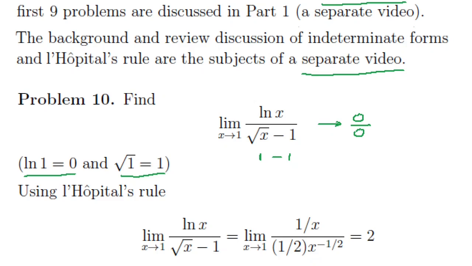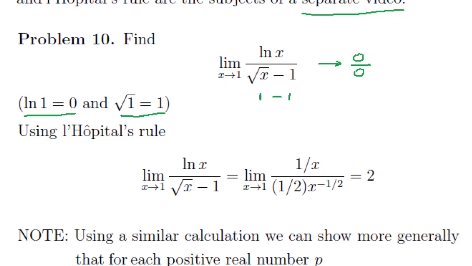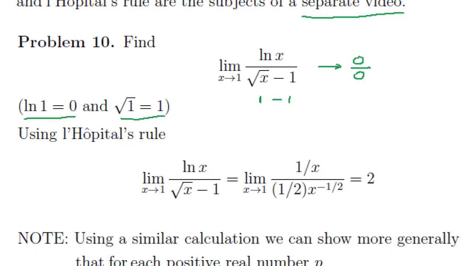Being 0 over 0, that means we have an indeterminate form, and therefore we can use L'Hopital's rule, which says take the derivative of numerator and denominator separately. The derivative of the natural log of x is 1 over x in the numerator. Square root of x, of course, is x to the power 1/2. So its derivative is 1/2 x to the negative 1/2.